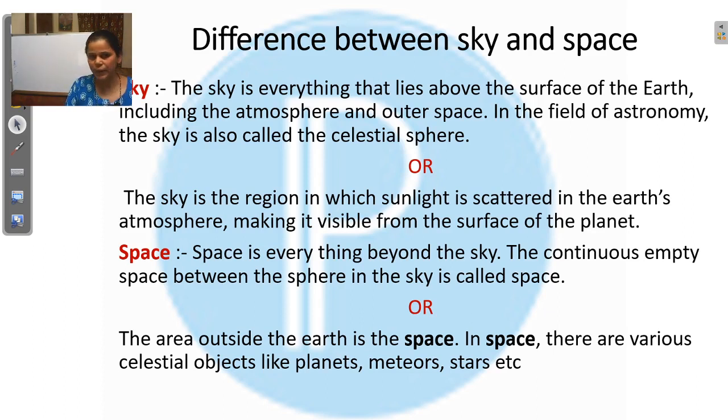And what is space? Space is everything beyond that. The continuous empty space between the spheres in the sky is called space. Or we can say in another way, the area outside the earth is space. In space, there are various celestial objects like planets, stars, etc.